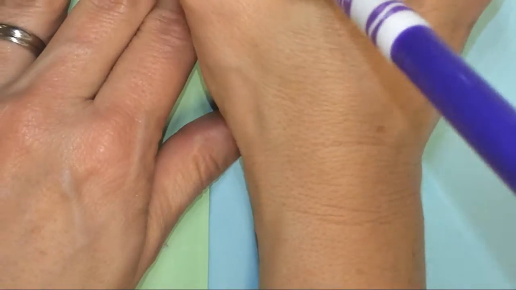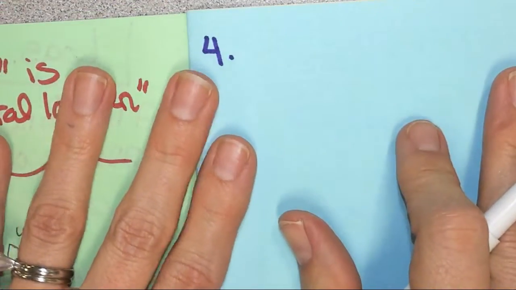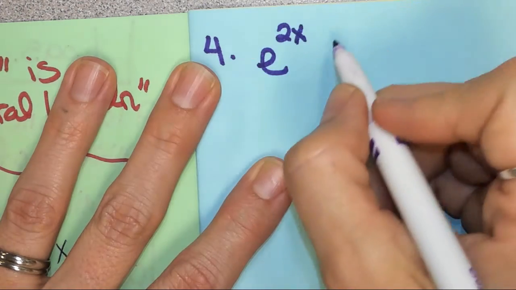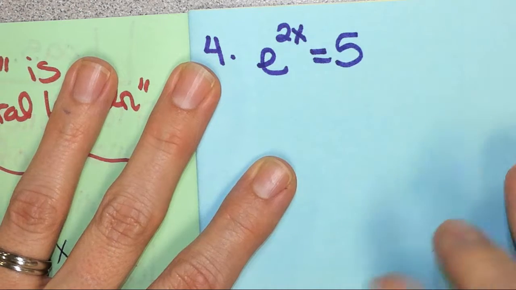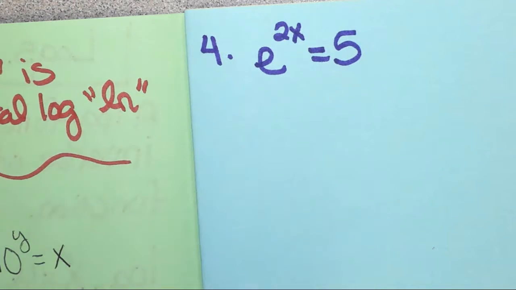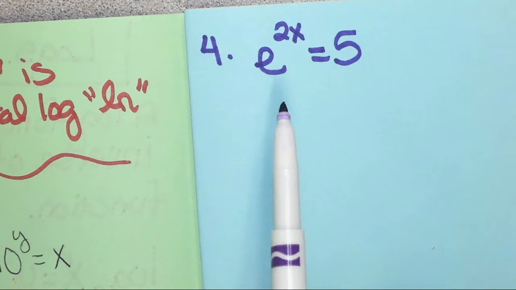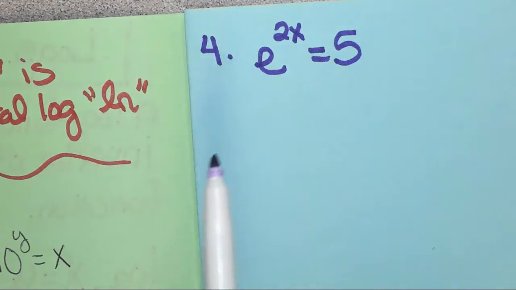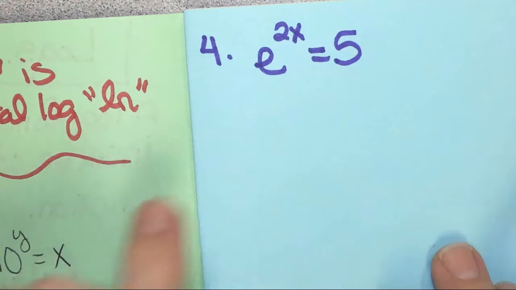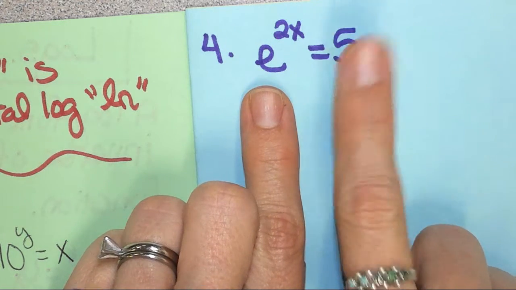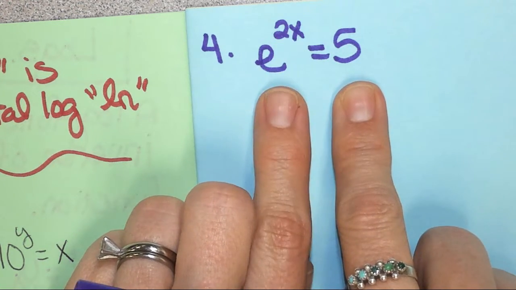All right, number 4. So on number 4, we've got e to the 2x equals 5. E to the 2x equals 5. Is this the log equation? No. Is it an exponential equation? Yes. Okay. When you have exponential equations, I want to get like bases. My base right here is an e. Is there any way to change this into an e? No. So this is special.